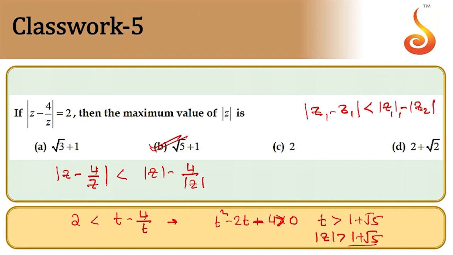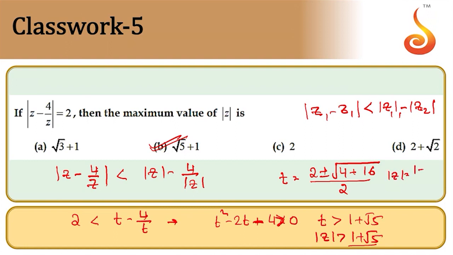Actually, how it works, you get the two roots. t is equal to 2 plus or minus under root of 2 twos are 4, 2 twos are 4, plus 16, divided by 2. You get mod z two values.